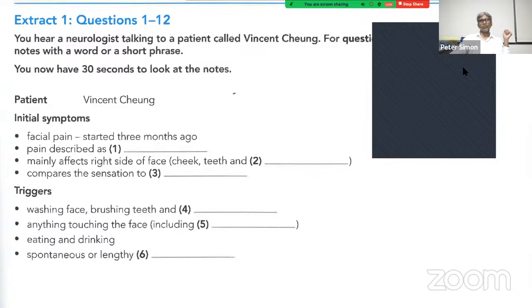Yeah. Jaw, okay. Jaws may be both upper and lower. Gums. You want to get 12 out of 12. Don't miss the show.